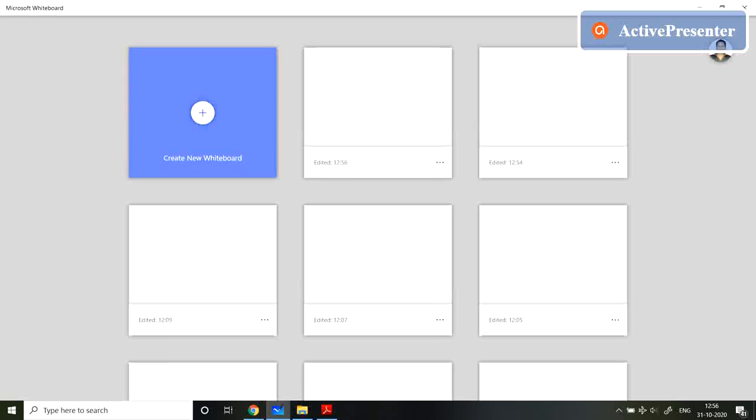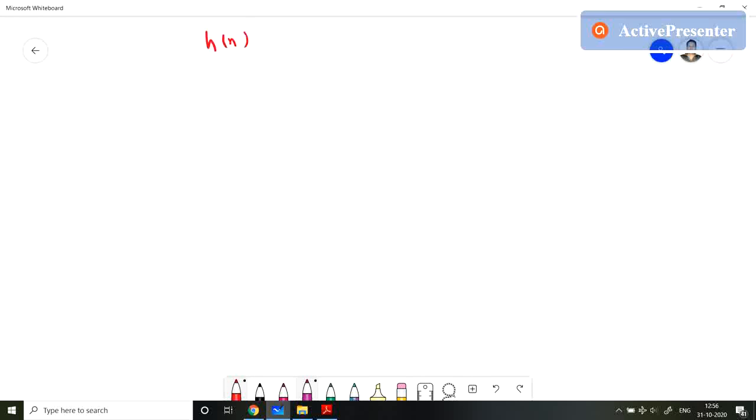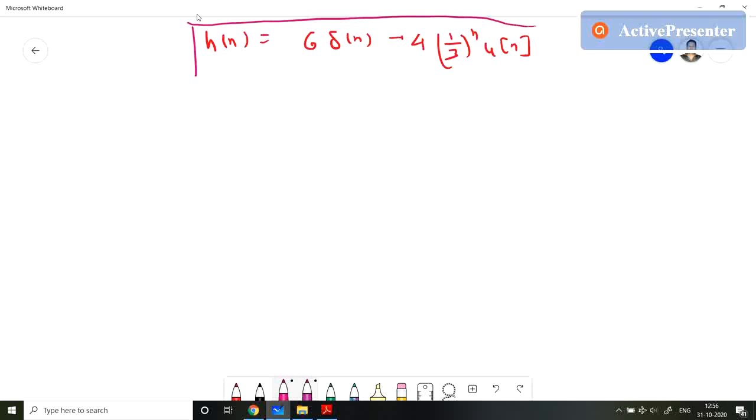If we find the inverse Z transform, then hn is equal to 6 delta n minus 4 times 1 by 3 raised to the power n u(n). This is the impulse response. So the impulse response hn is 6 delta n minus 4 times 1 by 3 raised to the power n u(n).